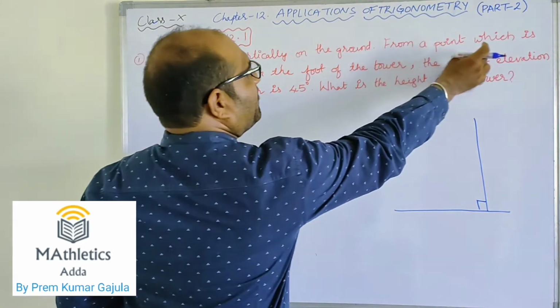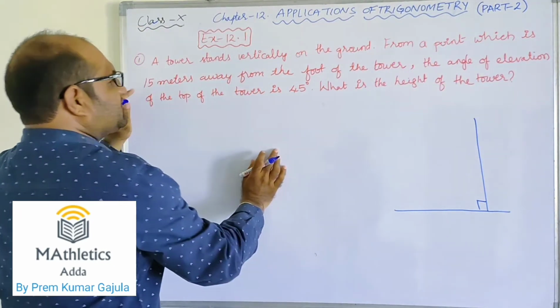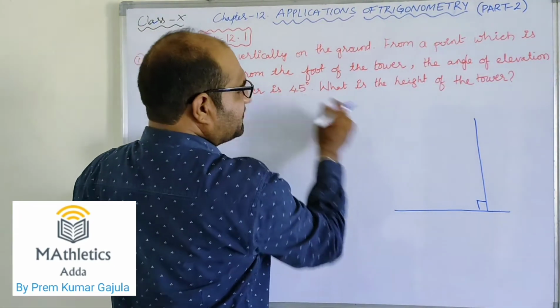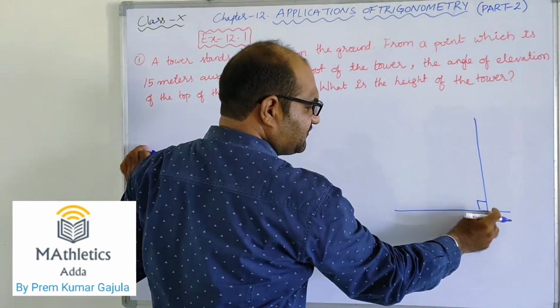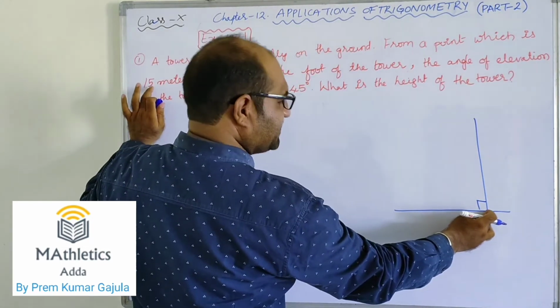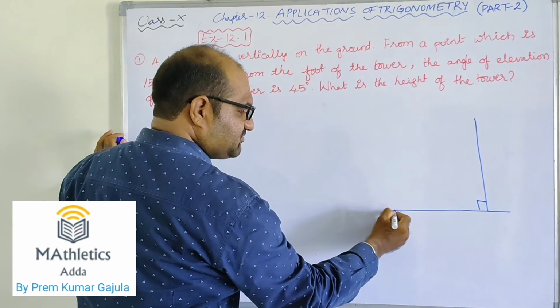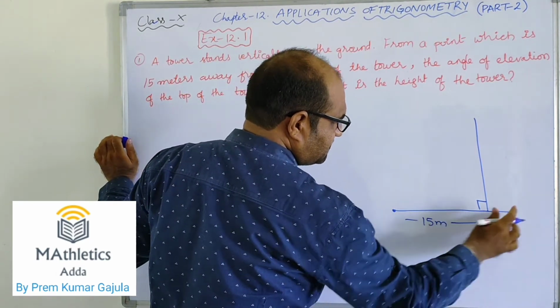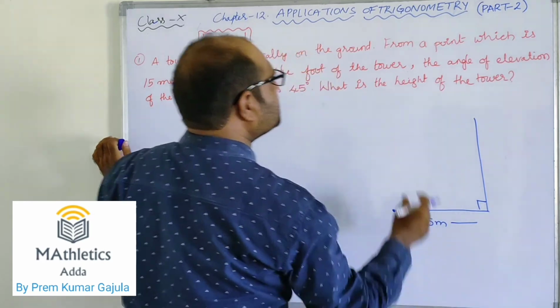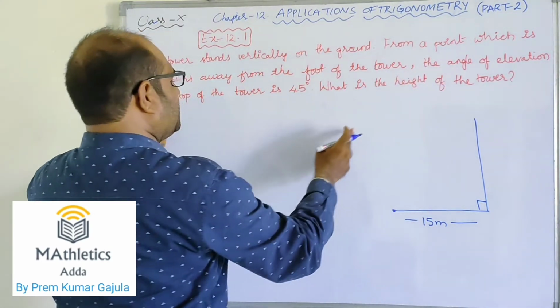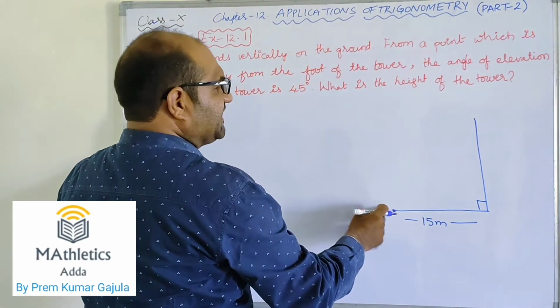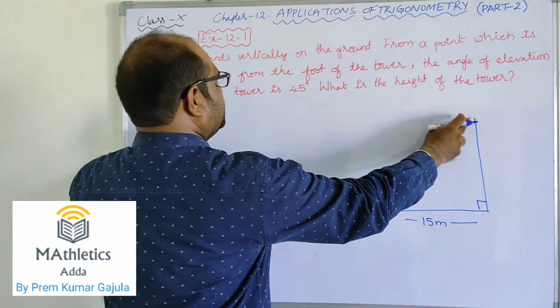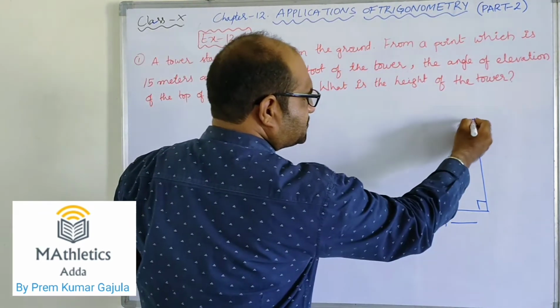Okay, from a point which is at 15 meters away from the foot of the tower. Yes, this is the tower and this is the foot of the tower. From this, 15 meters away. So I am taking this point which is at 15 meters away. The angle of elevation of the top of the tower from this point is 45 degrees. Now join these.